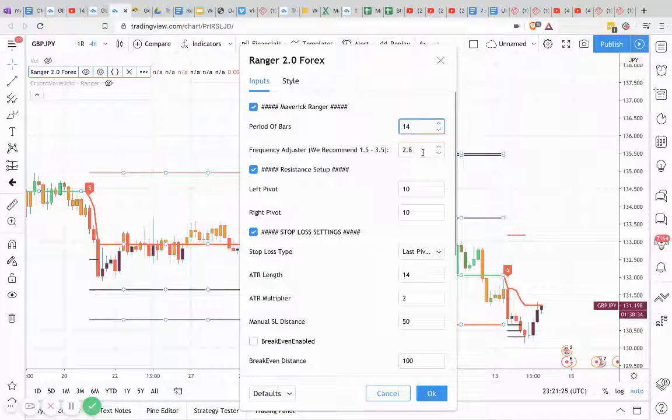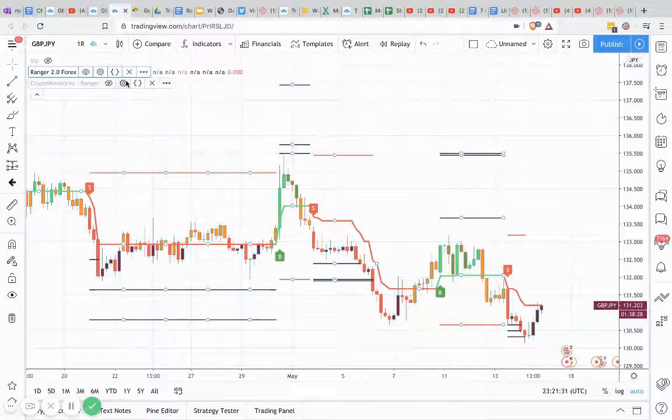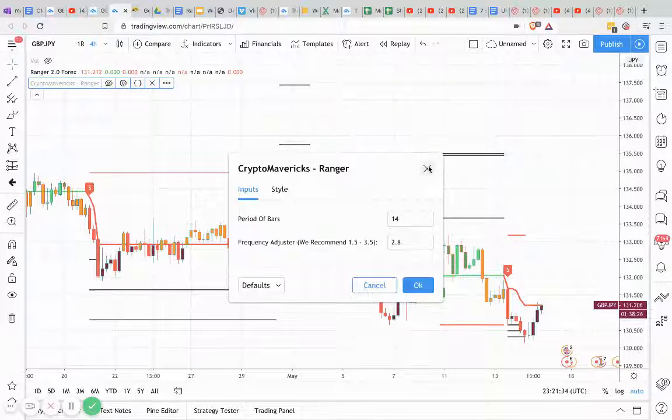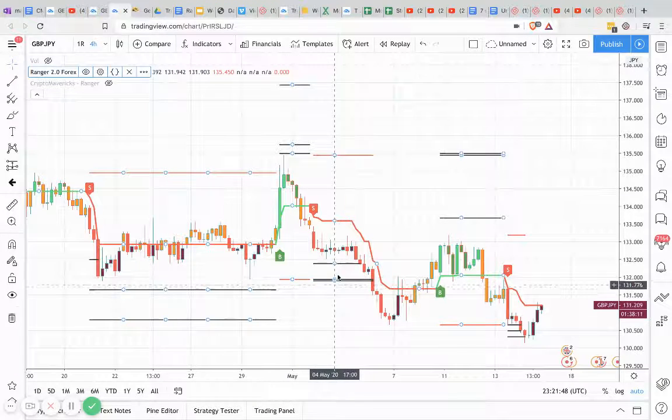The first setting that we see here is the same as the Ranger 1.0. That's just adjusting the buy and sell entries. Nothing new there, same as before. Now here we start. That's the only thing that's the same, right? Everything else is different. So the resistance setup is for adjusting the levels of resistance, which we can see here with these darker colored lines.